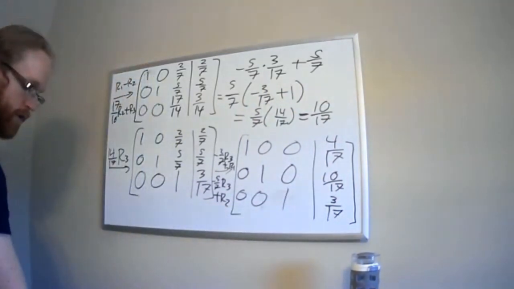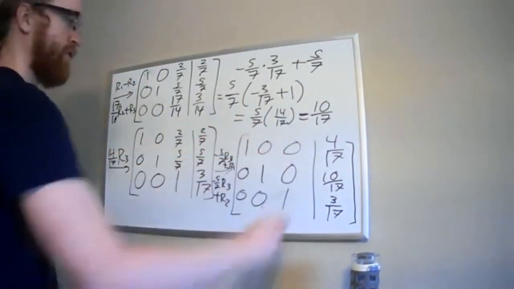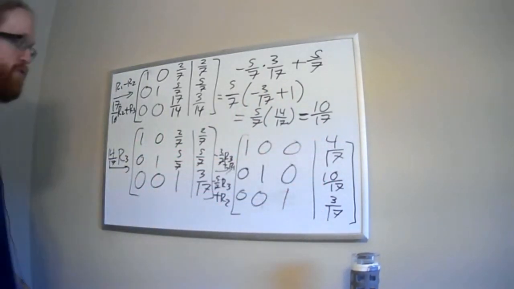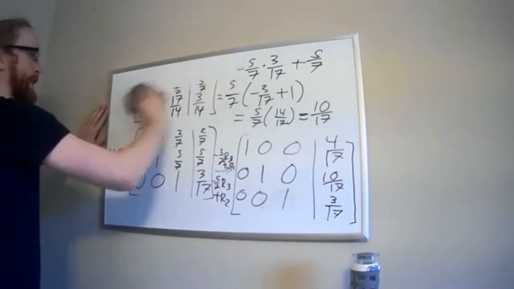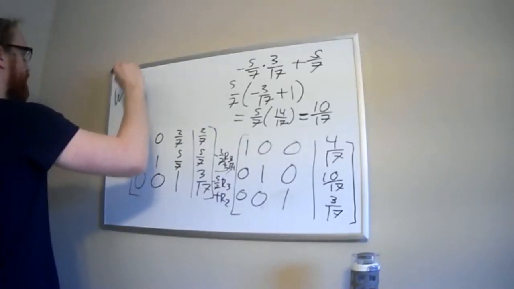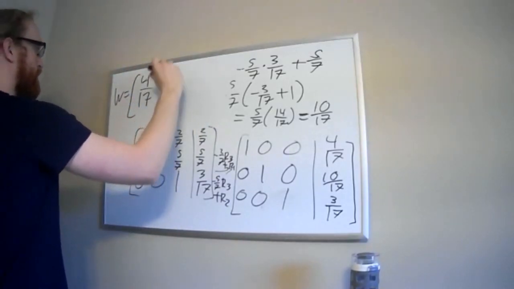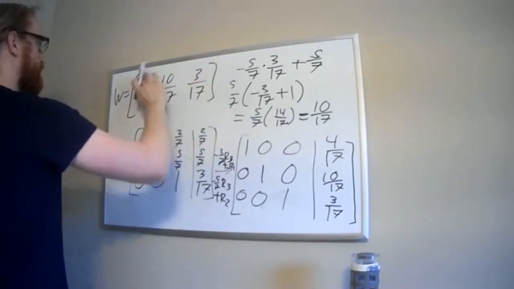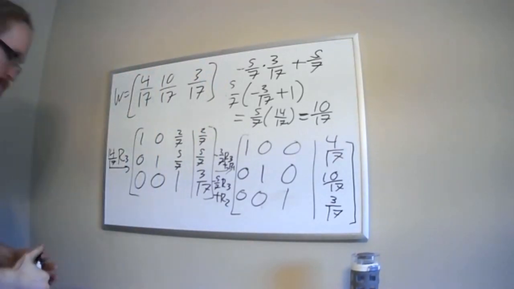And so this looks like the final reduction of the matrix here. So it looks like 4/17, 10/17, and 3/17. So if you check, those add up to 1. So that's good. Good sanity check. So it looks like W is 4/17, 10/17, and 3/17. And that's it. Okay, so there's our stable vector.